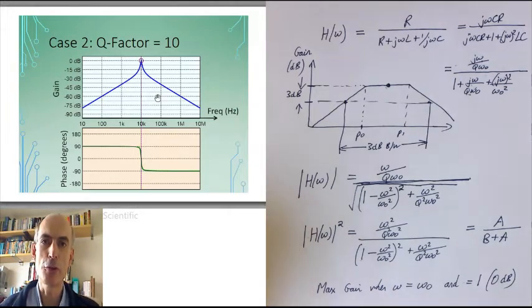Now, the other useful thing to know is the 3 dB bandwidth. That's a little bit trickier to work out, but there is a very simple result.